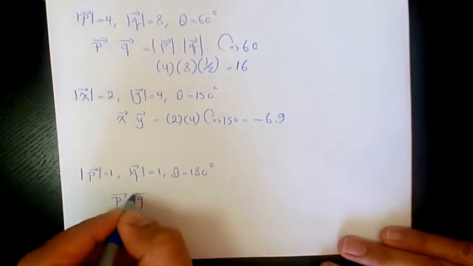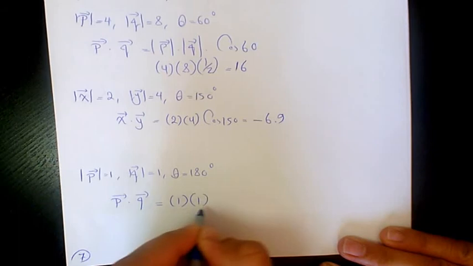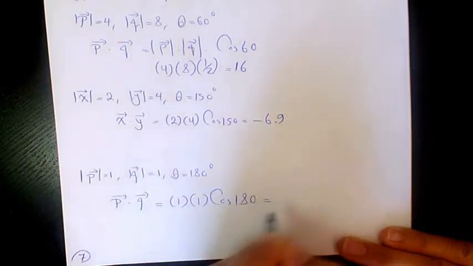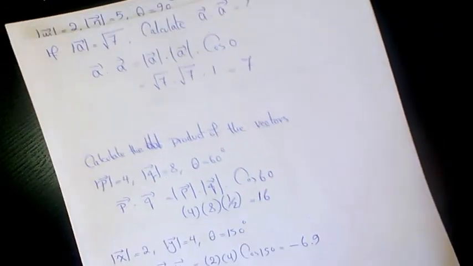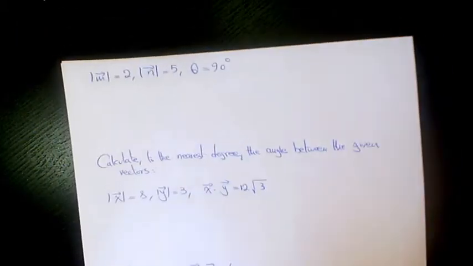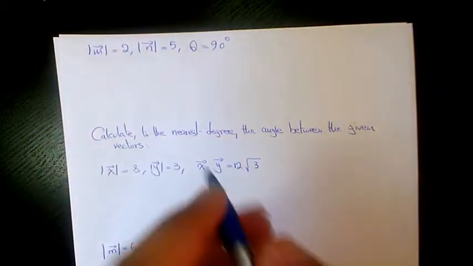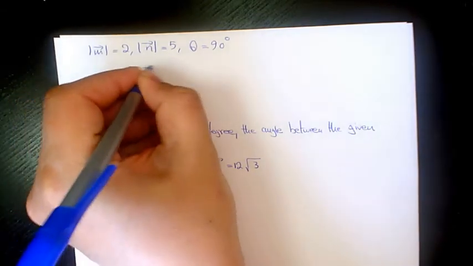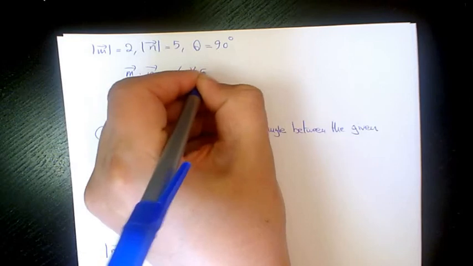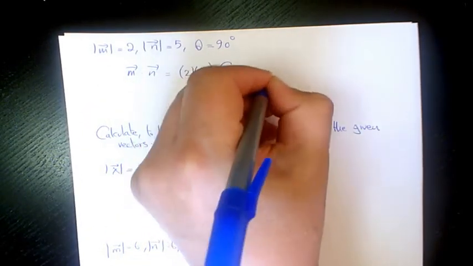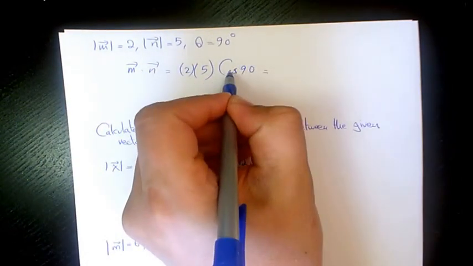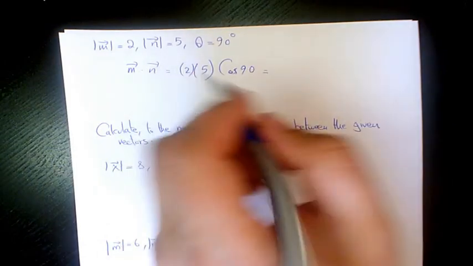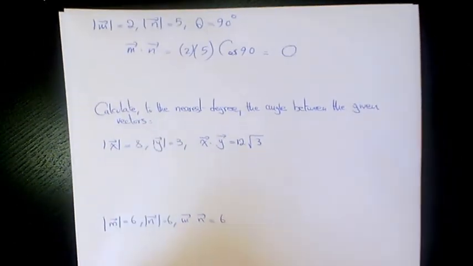P dot q is 1 times 1 times cosine 180. Cosine 180 is negative 1, so 1 times 1 times negative 1 is going to be negative 1. The dot product of m and n in this case is going to be 2 times 5 times cosine 90. Cosine 90 is 0, so the dot product is going to be 0.